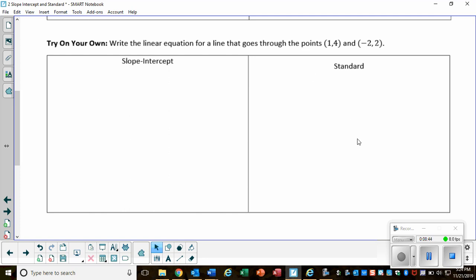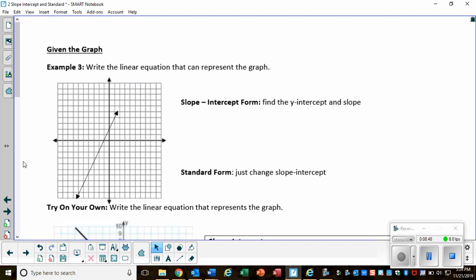Slope-intercept, and then standard. Alright, so example 3, now we're going to write the equation from a graph. When you're writing an equation from a graph, it's actually pretty easy because you're only looking for 2 numbers. So for slope-intercept form, I just need to find the y-intercept and the slope. So where's it crossing the y-axis?